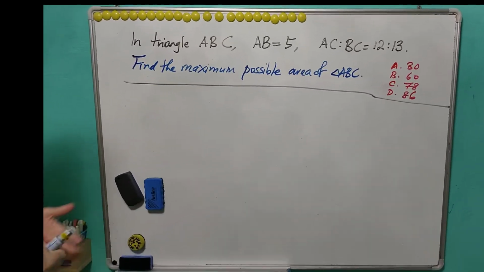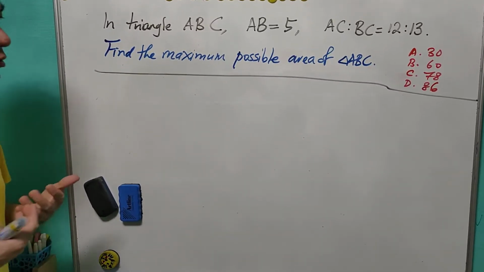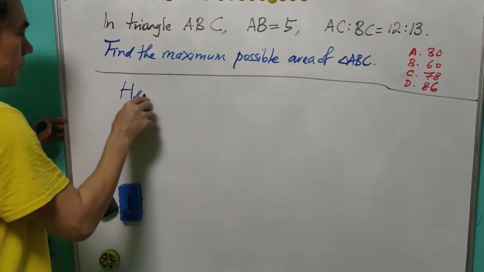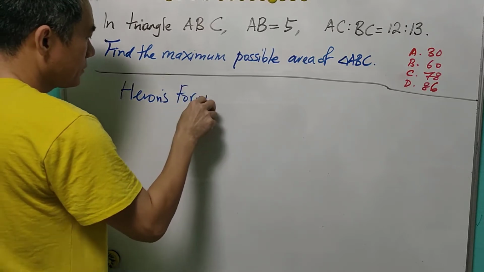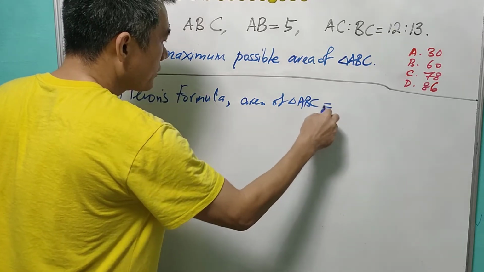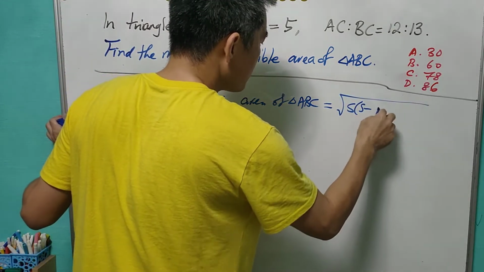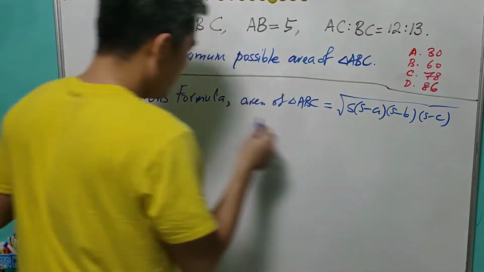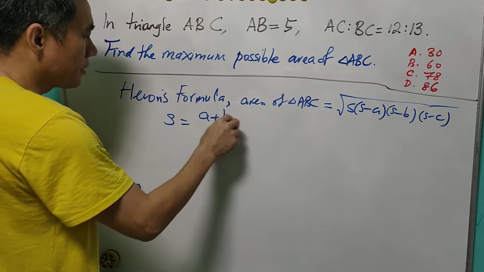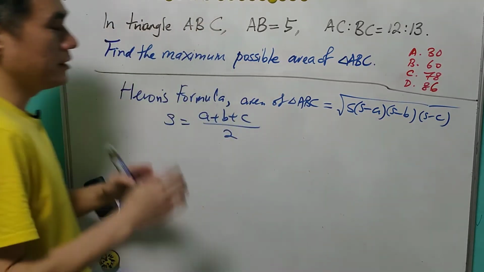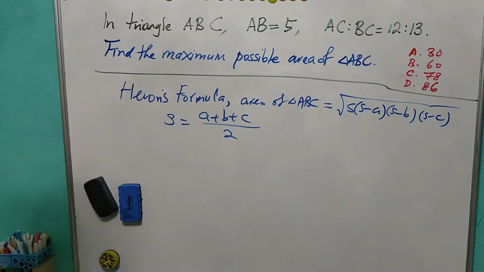There are various ways to solve this question. It can be solved by using trigonometry, and the method that I'm going to present is via Heron's formula. So Heron's formula said the area of triangle ABC will be equal to the square root of S, S minus A, S minus B, and S minus C, where S is equal to half of the perimeter. And each of the A, B, C is the length of the triangle ABC.